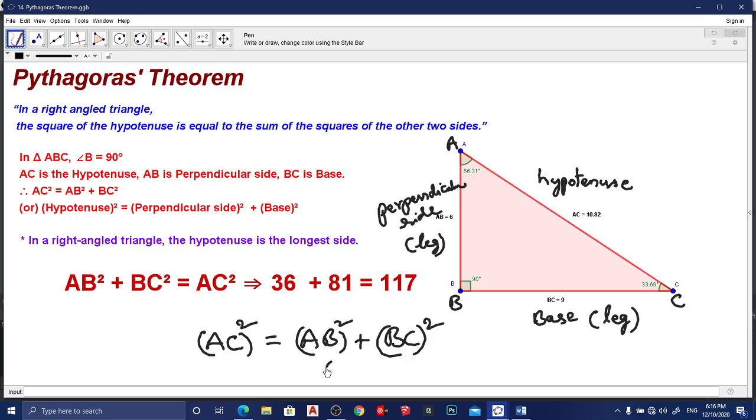What is AB here? 6 square. What is BC here? 9 square, which is equal to this 10.82 whole square. See here, 6 square means 36, 9 square means 81, and 10.82 whole square, if you multiply 10.82 into 10.82, you will get 117. So 36 plus 81 is equal to 117.